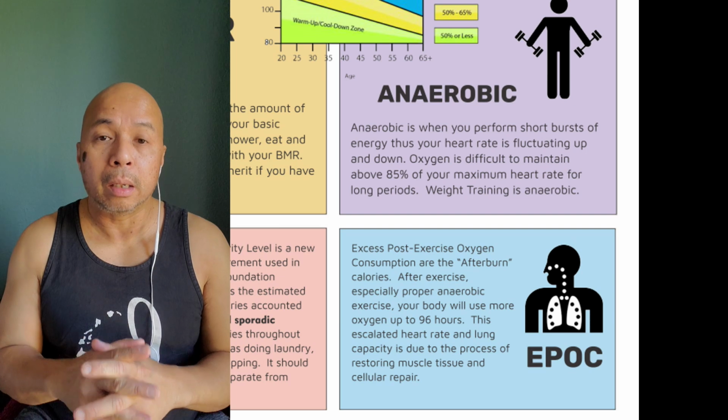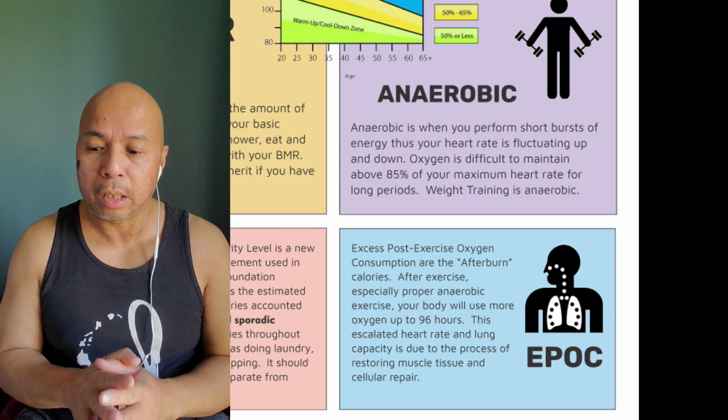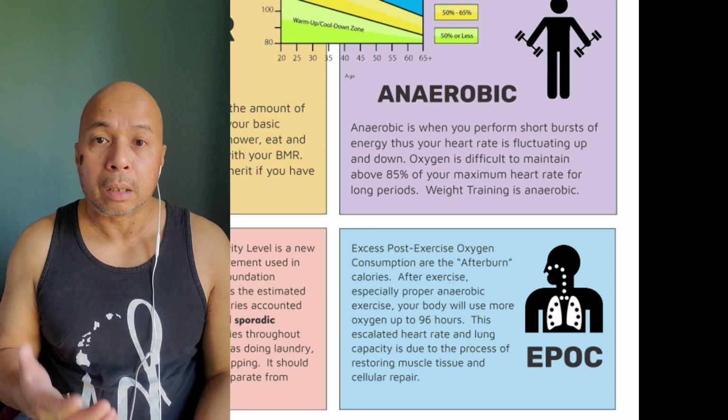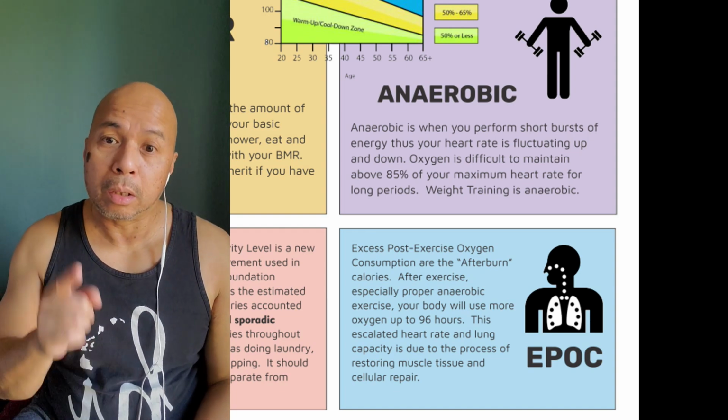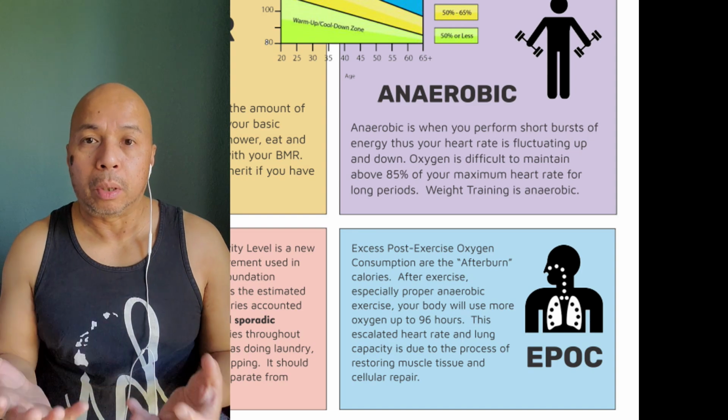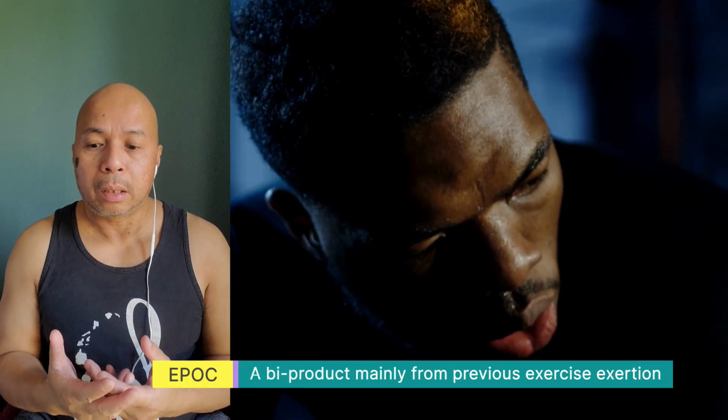So EPOC is, I guess, the 6th method of how you expend calories. And EPOC is excess post-exercise oxygen consumption. And this is the result of the afterburn from your workout. So why did I mention this?